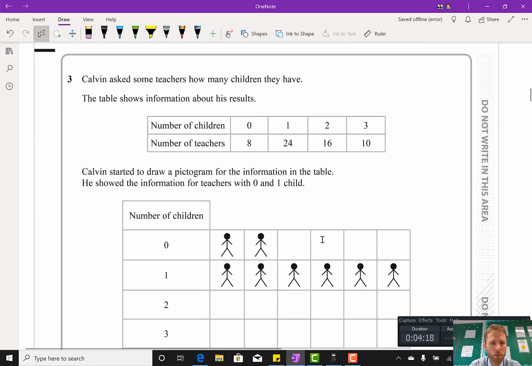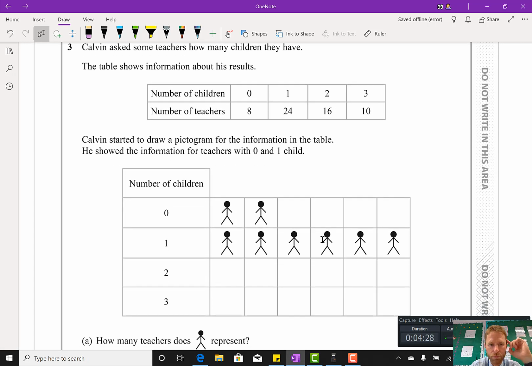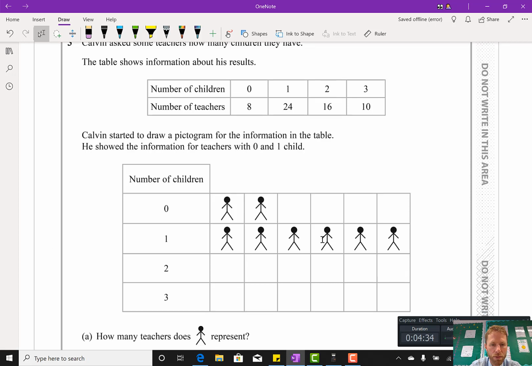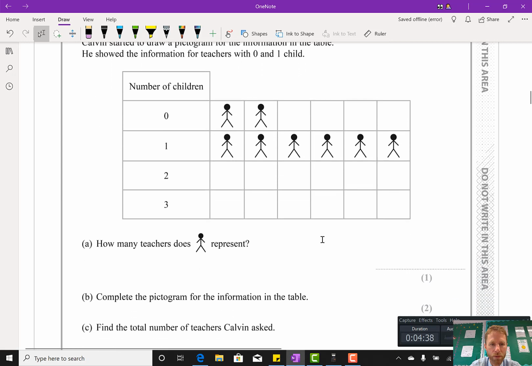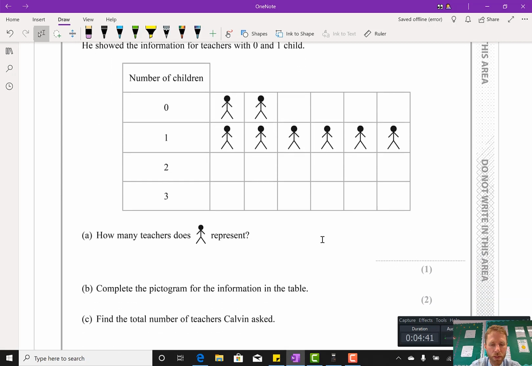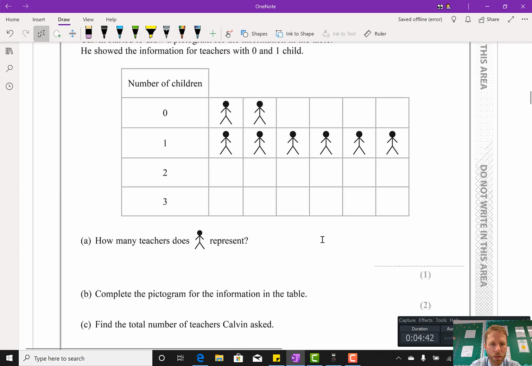Question 3. Calvin asked some teachers how many children they have. Don't know if that's Calvin Antunes, but we shall find out. The table shows information about his results. Number of children, number of teachers. Calvin started to draw a pictogram for the information in the table. He showed the information for teachers with 0 and 1 child. Okay, so I've been given information on how to answer this question. It's just a case of me using it.